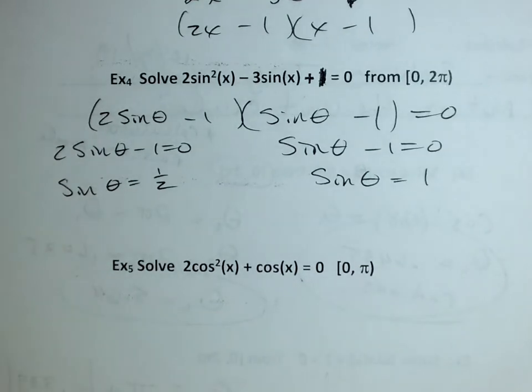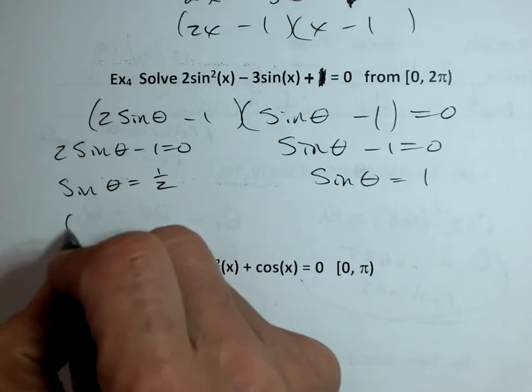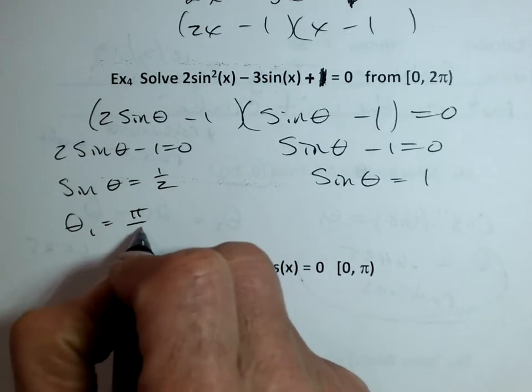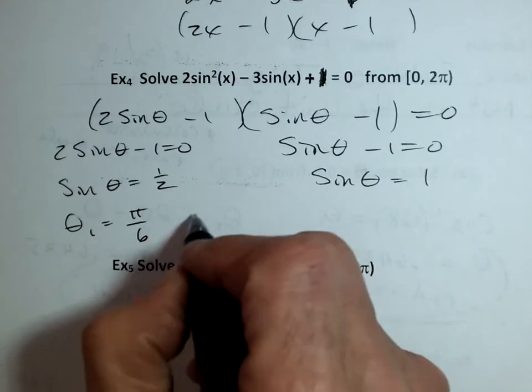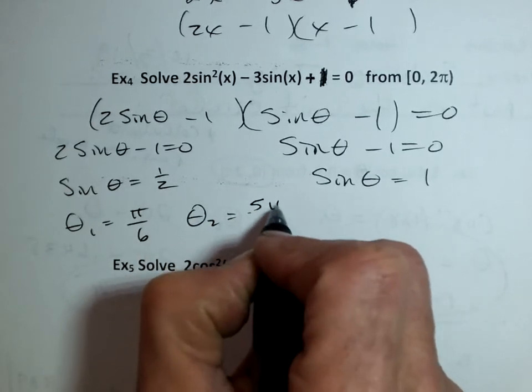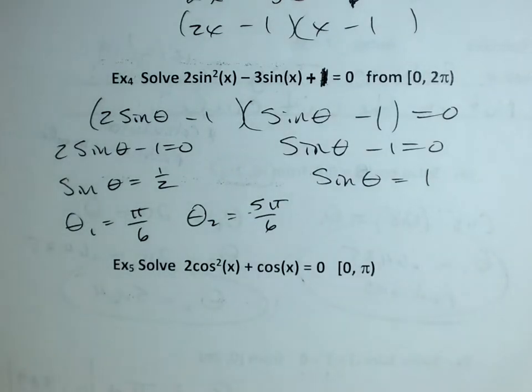Now, if it's on the unit circle, let's save ourselves a whole lot of work and just find it, okay? Sine is the y value, 1/2 is up there. So where's 1/2? 1/2 for the y. Pi over 6, so theta 1 is pi over 6. And there's another one, 5 pi over 6. Theta 2 is 5 pi over 6. Sine's the y value.